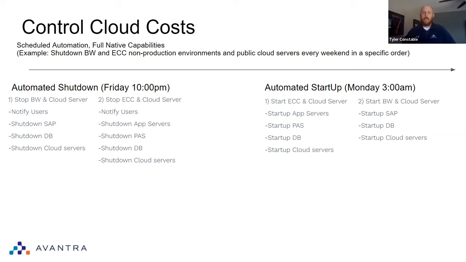But to do this manually, it's kind of troublesome. You can forget about it. There's human error. Avantra can run this whole process for you automatically. So Friday night at a designated time, bring the systems down, and then Monday morning, bring everything back up again. Now that is an example of a scheduled automation.